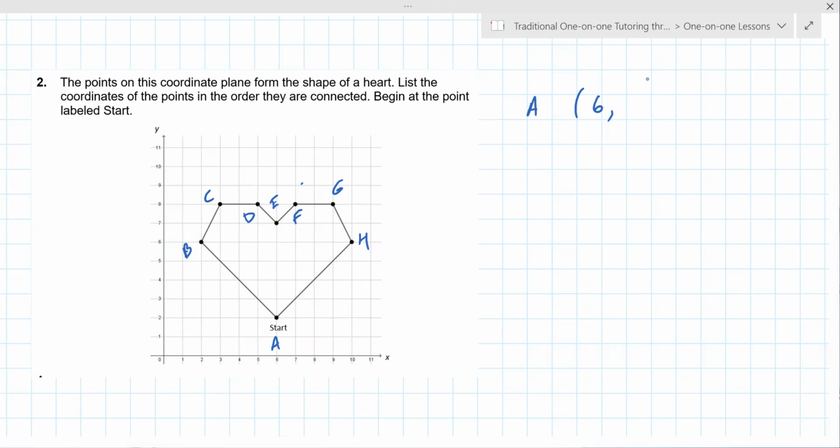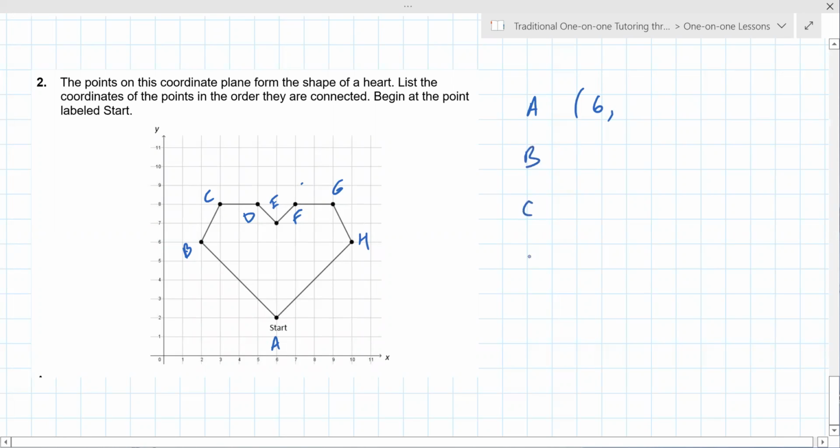A, B, C, D, E. It goes all the way to H, right? All the way to H, yeah. A, B, C, D, E, F, G, and H.